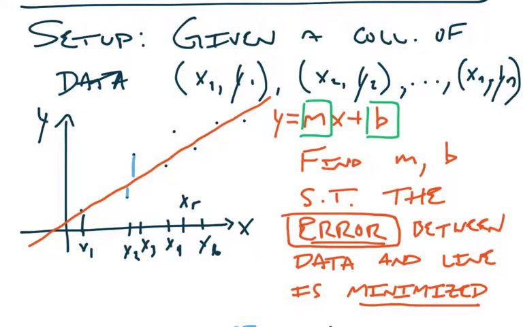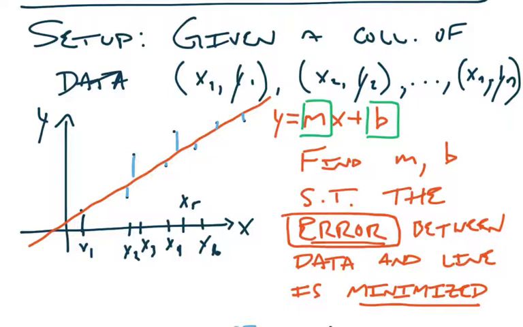At x4, I want to minimize that little vertical error. At x5, I want to minimize that error. At x6, I want to minimize that error, and so on and so forth. All right, so this is another way that you could define the error. It could be these little vertical deviations.